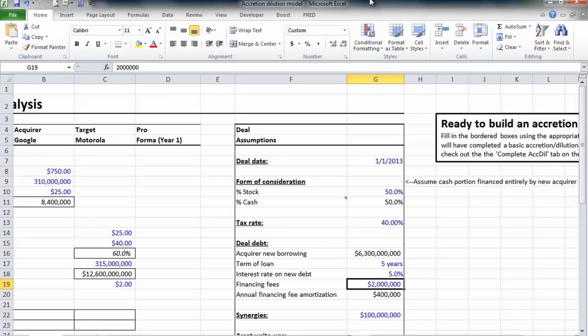Additionally, when a company borrows debt to finance an acquisition, the debt bankers are going to charge us some fees related to that borrowing. Now, these debt financing fees are capitalized and amortized over the life of the debt issuance. For our model, we're going to assume that debt financing fees are $2 million, and those will be amortized over the life of the debt over 5 years. So we'll have an additional incremental financing fee amortization expense of $400,000 every year.